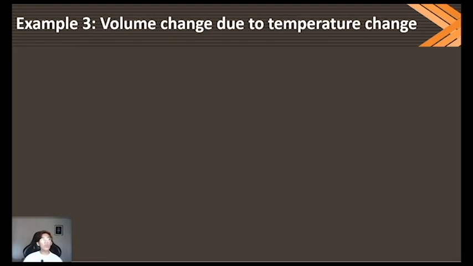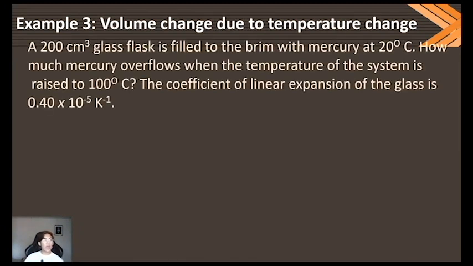Let's proceed to example number 3. Volume change due to temperature change. And our problem is this. A 200 cubic centimeter glass flask is filled to the brim with mercury at 20 degrees Celsius. How much mercury overflows when the temperature of the system is raised to 100 degrees Celsius?